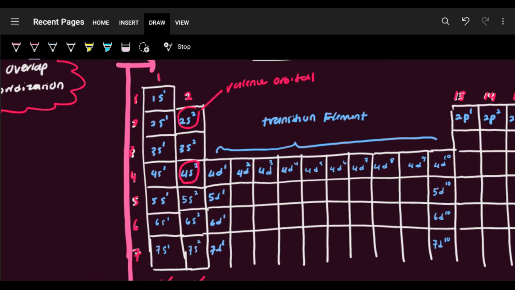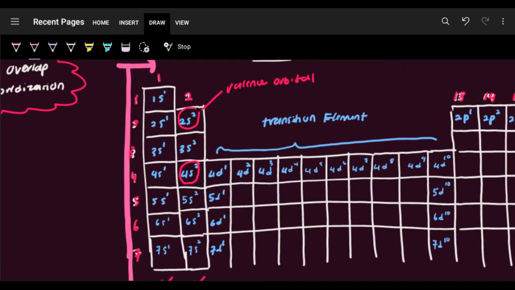Example, lithium. Lithium has 1s2, 2s1. So this is the location for lithium, and I write 2s1 on the periodic table. So the position of the element in the periodic table is also the valence orbital of the element. Just refer to the valence. So lithium 2s1. This is the position of lithium, 2s1.